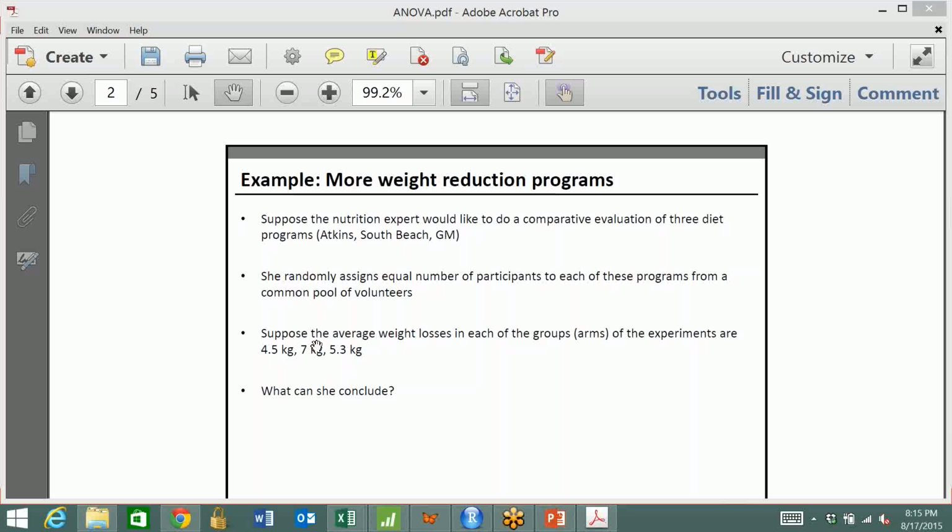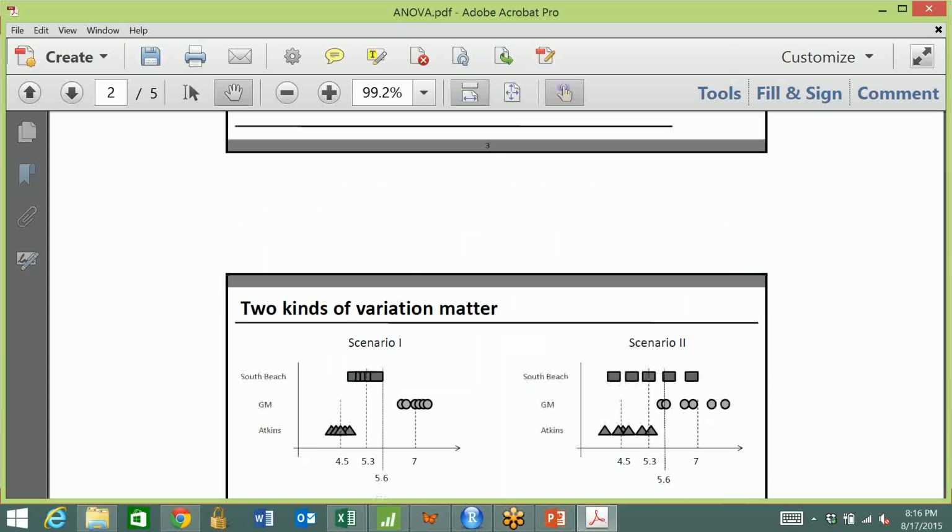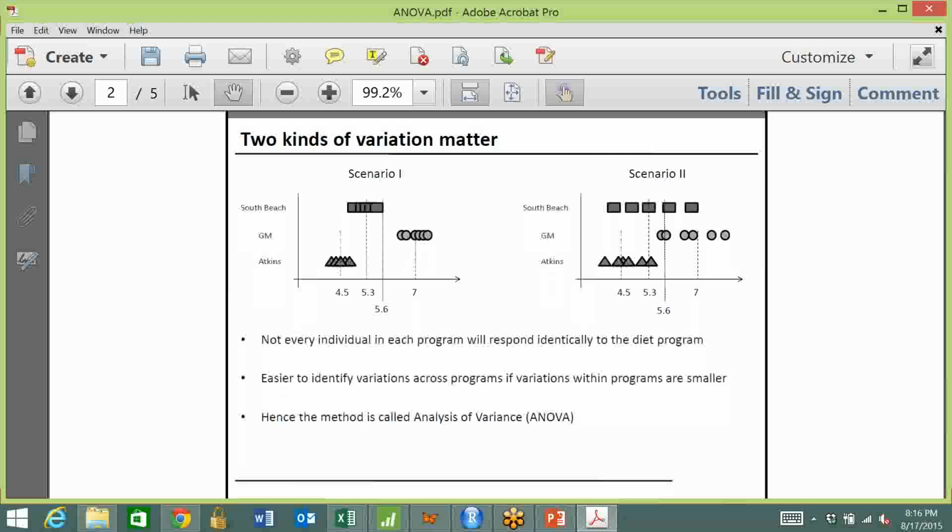What if this 7 kgs weight loss is because of outliers? What if one person has lost 20 kgs, right? So we really don't know until and unless we statistically evaluate this. So let us understand this. There are two kinds of variations which matter.